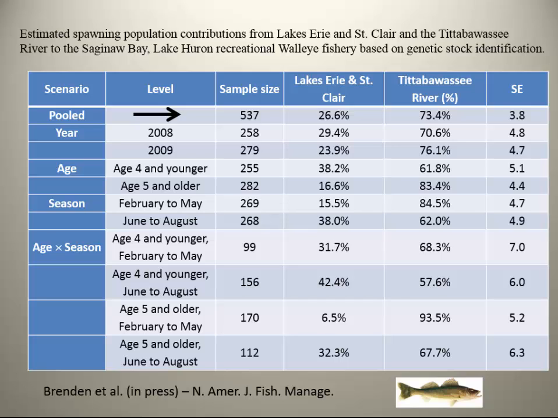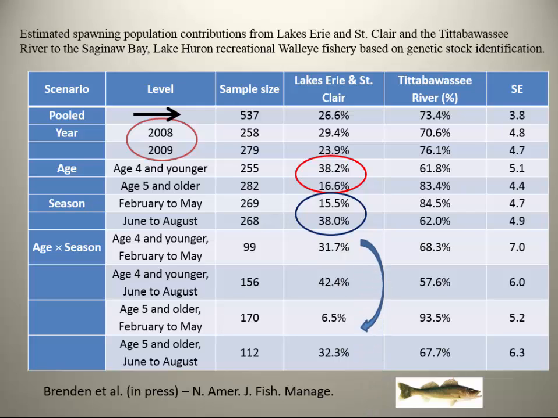So the first is over all years with that sample size, all years, all ages, and seasons, 26.6% of the fish in Saginaw Bay caught by Michigan fishermen were from Lake Erie. If you break that down by year, the estimates are pretty consistent across the 2 years. If you break it down by age classes, there are more younger fish being caught in Saginaw Bay that are of Lake Erie origin than there are in older fish. If you break it down by season, there are fewer Lake Erie fish pre-reproductive or pre-spawning time than late spawning time.